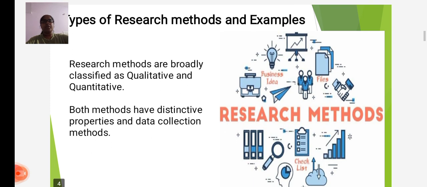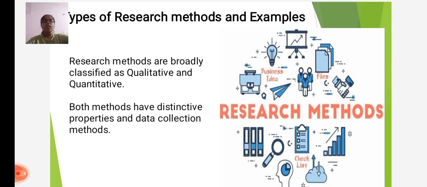Types of research methods and examples. Research methods are broadly classified as qualitative and quantitative. Both methods have distinctive properties and data collection methods.